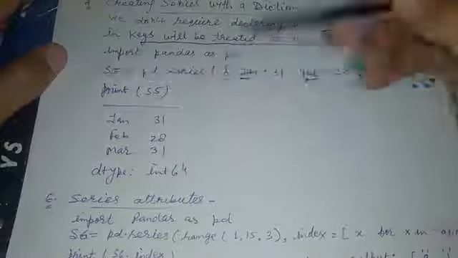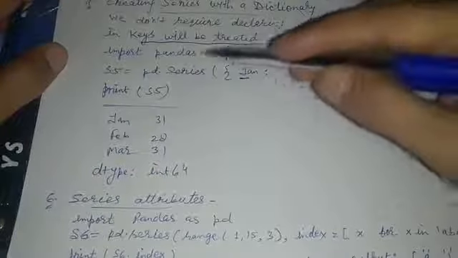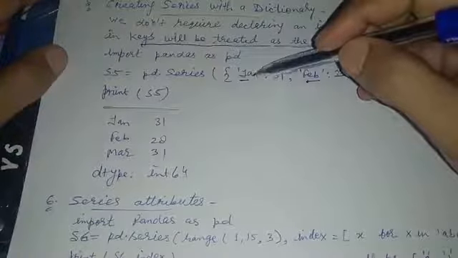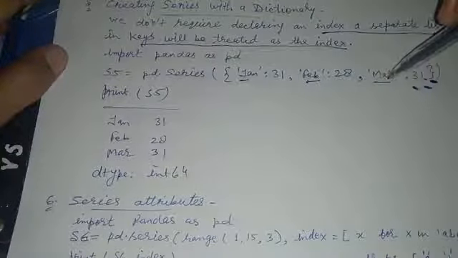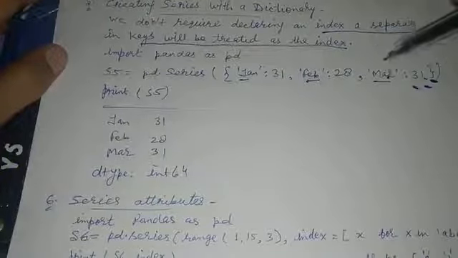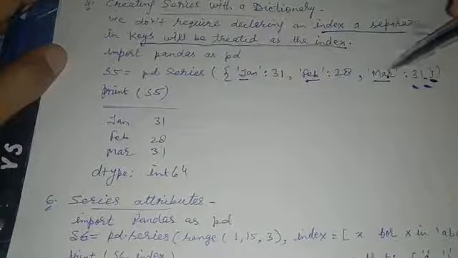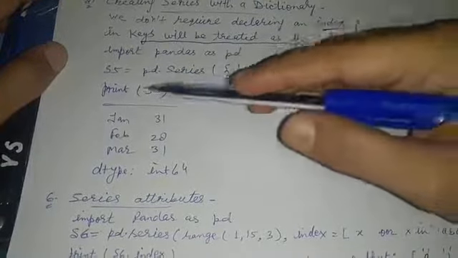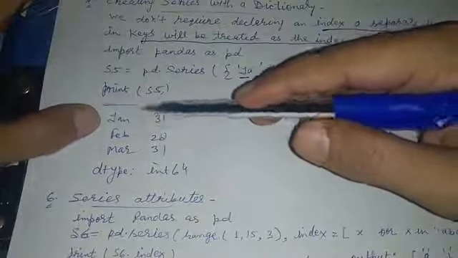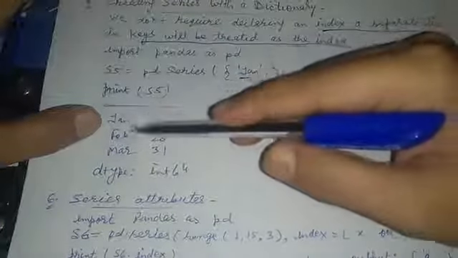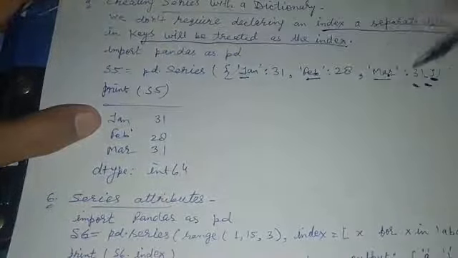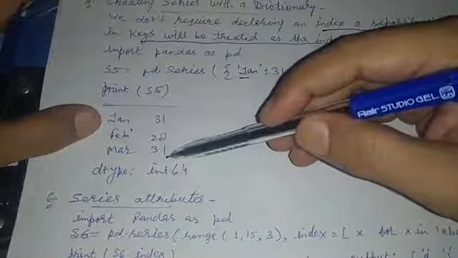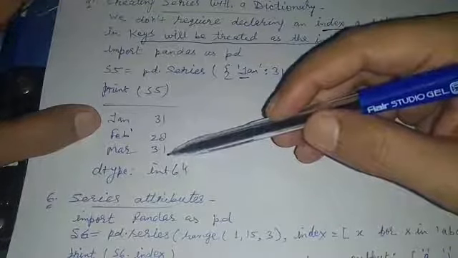Import pandas as pd. S5 is equal to pd.Series. You can give any name here. A dictionary is passed to the Series method to create a series. Here all the keys will automatically be treated as the index of the series, so we don't have to create a values and index pair. Let's print S5. You will notice that all the keys become the index of the series and all the values are treated as data of the series. Okay, so I think it is clear to you.